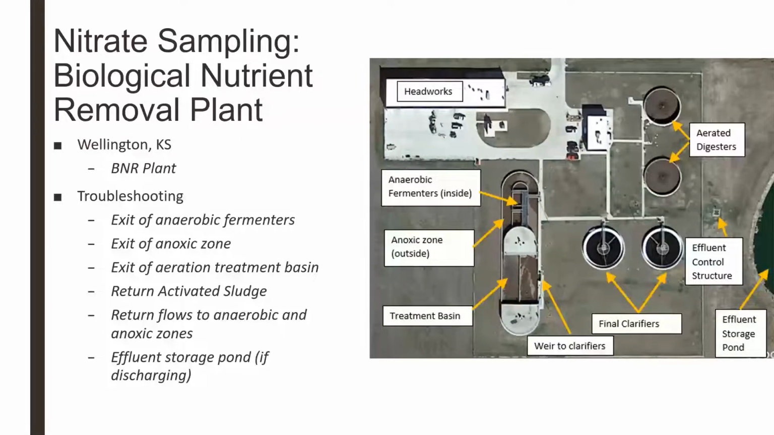For this plant, it also has an effluent storage pond, and there's many facilities that have something like this or a polishing pond. It would be important to understand what the nitrate levels are in that pond if you're using it for discharging. Some plants may use this for beneficial reuse, irrigation of a park or golf course or something like that. At which point it may not really be necessary information to know.